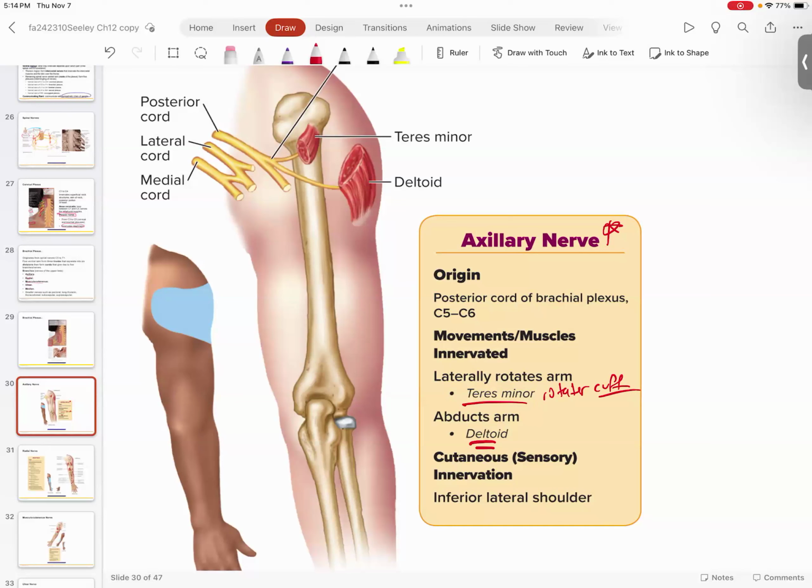So you can see you have basically different cords that will branch into the different muscles. For instance, the teres minor is going from the posterior cord, the deltoid, and so forth. And the lateral and the medial cords will basically be going to the lateral and the medial side of the upper arm. So you're basically looking at this region up here, your shoulder region.